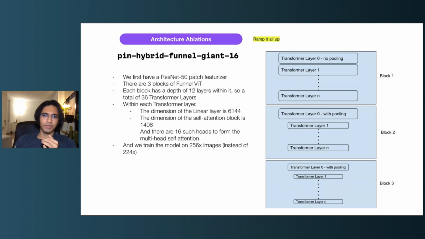During this, we also experimented with several different head training strategies. We altered the weight decays for several different layers and tested out different optimization strategies during training. We played with many different optimizers. This finally gave us what we call the Penn hybrid funnel giant model, which is a model with over 1 billion parameters.